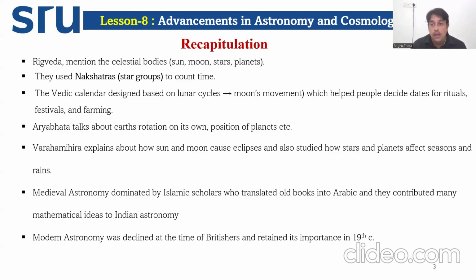There are many significant contributions by our ancestors to Indian astronomy. One is Aryabhatta, a well-known mathematician as well as an astronomer, who talks about the Earth's rotation on its own axis. Not only that, he explained the position of the planets in the sky. After that, Varahamihira explained how the sun and moon cause eclipses. We have lunar eclipses and solar eclipses, and he explained how they happen and studied how stars and planets affect the seasons and the rains.